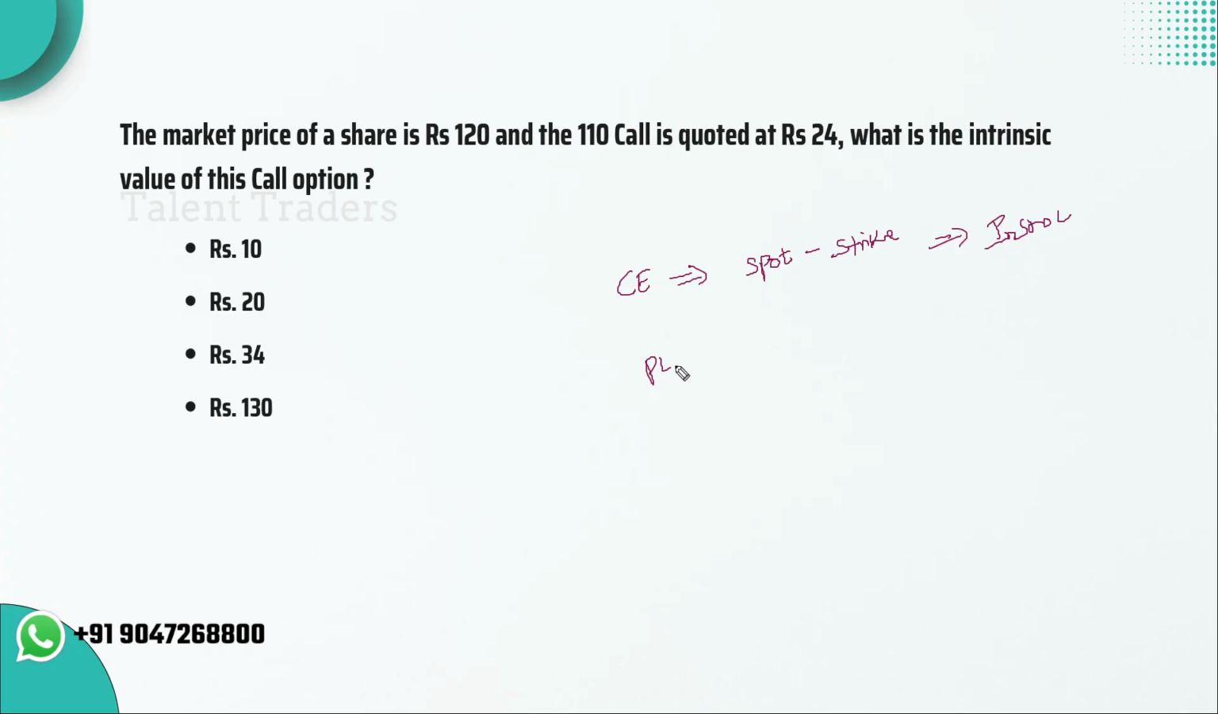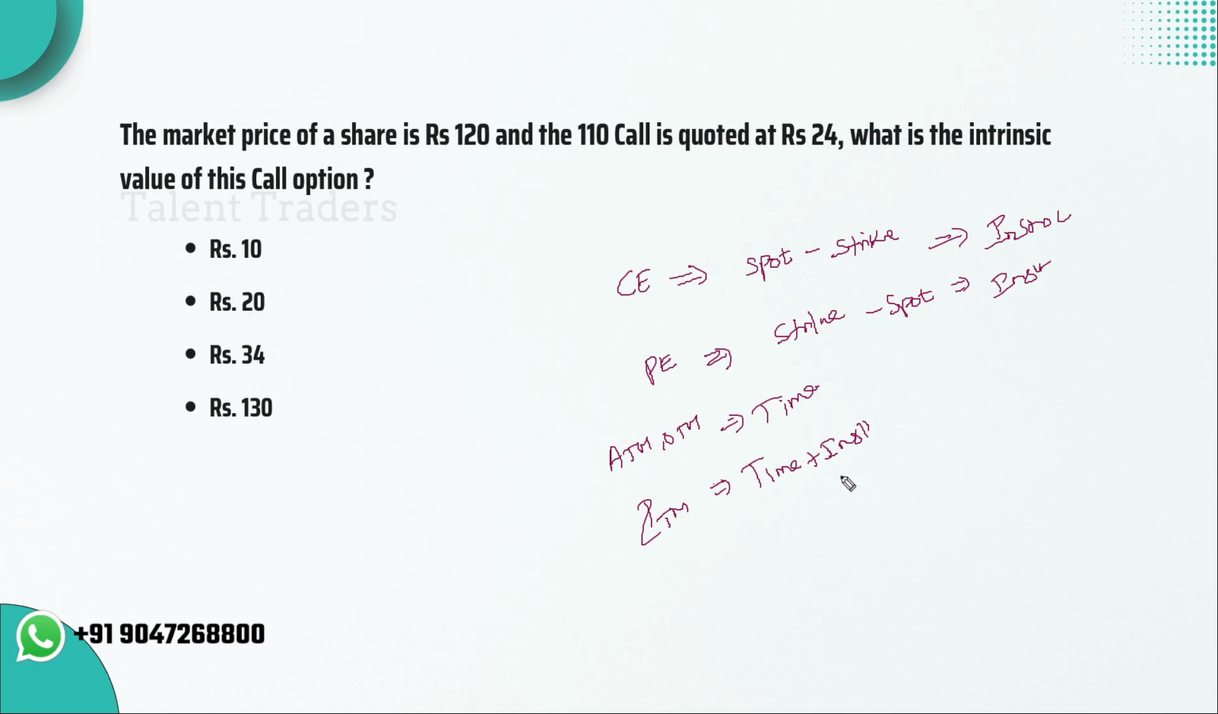If it is a put option, we take strike minus spot. So you have to remember this for put intrinsic value. Normally ATM and OTM options don't have intrinsic value. They are full of time value. Only ITM options, that is in the money options, have time value plus intrinsic value.